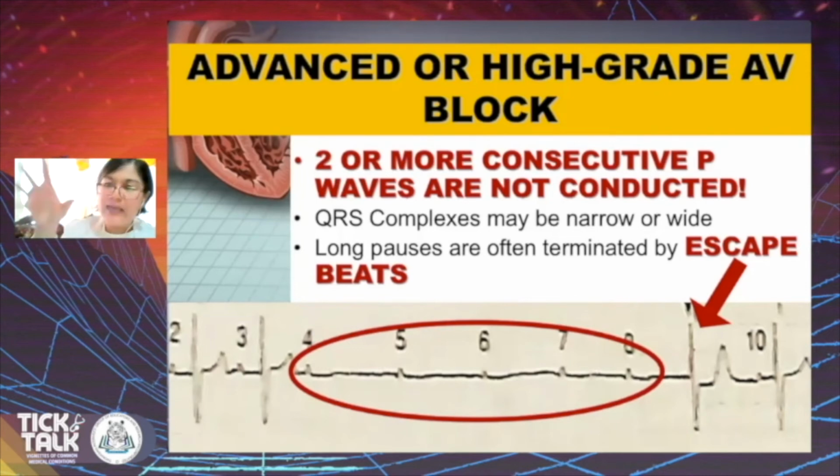So your atrium fires, your SA node generates your electrical impulse. It's able to generate an actual P wave in your ECG, but it doesn't get through and actually cause ventricular depolarization and actual mechanical contraction of your ventricle. So this particular tracing requires immediate attention and immediate referral to a specialist.